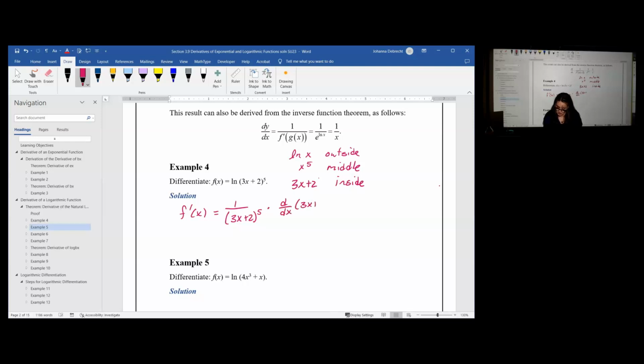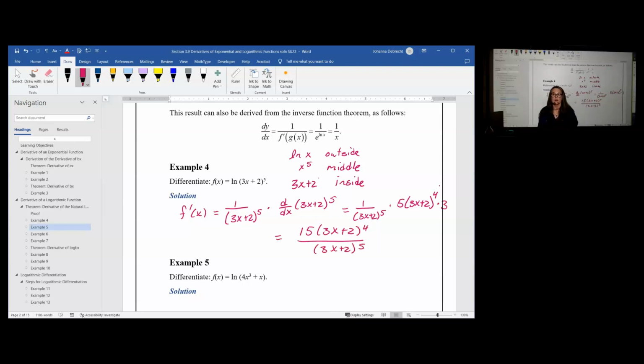which is the 3x plus 2 to the 5th power. And I apply the chain rule to that step to get 1 over 3x plus 2 to the 5th times 5 times 3x plus 2 raised to the 4th times the derivative of what's inside of that, which is 3. The 5 and the 3 can multiply together, and that will give me 15, 3x plus 2 to the 4th power divided by 3x plus 2 to the 5th power.